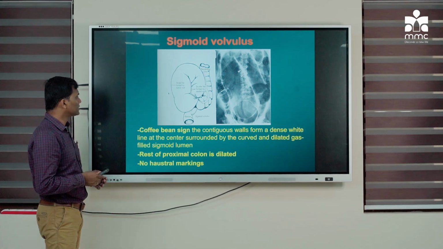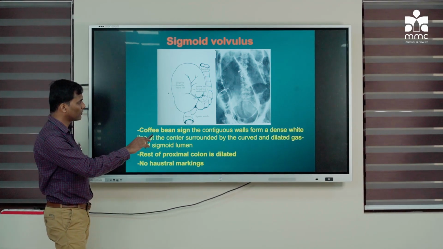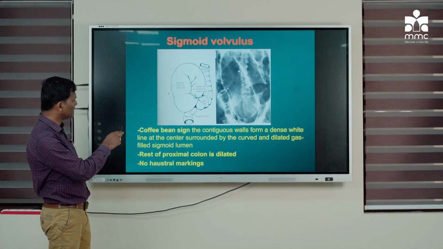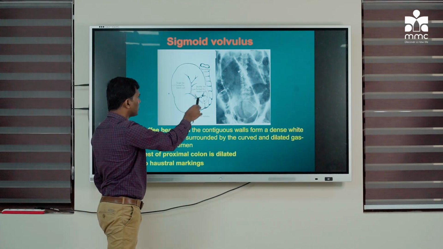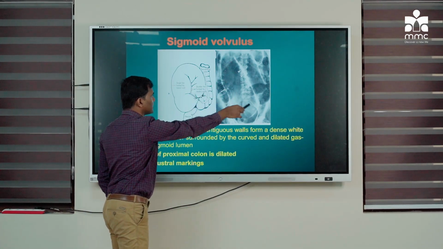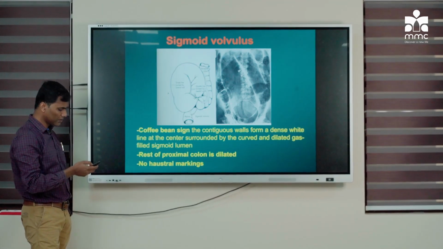In sigmoid volvulus, what is known as the classical coffee bean sign. It is because of the contiguous walls forming a dense white line at the center, surrounded by the curved dilated loops. This is the coffee bean like appearance, with a similar appearance here. This is the coffee bean appearance of the sigmoid volvulus, and the rest of the bowel is dilated.